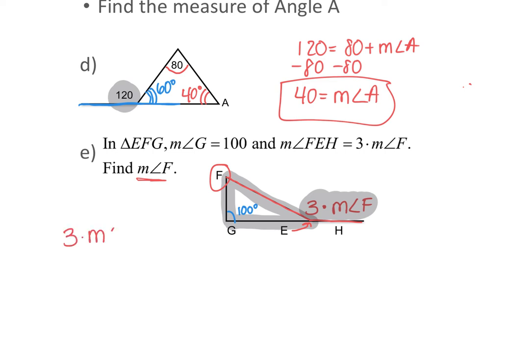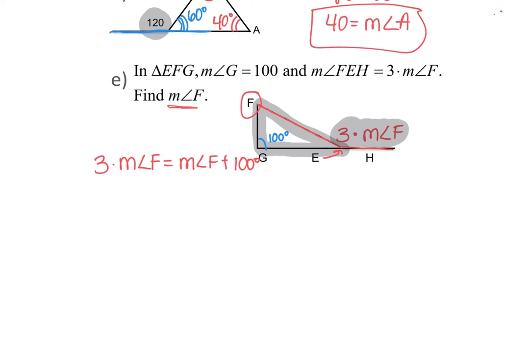3 times the measure of angle F equals the measure of angle F plus 100 degrees. Now, we're going to treat the measure of angle F just like a variable x. So we're going to say x equals the measure of angle F. If you understand that the measure of angle F can just be used as a variable, this step is not for you. This is if you're having trouble recognizing that the measure of angle F can just be treated like another variable. So we're going to substitute x wherever we see the measure of angle F.